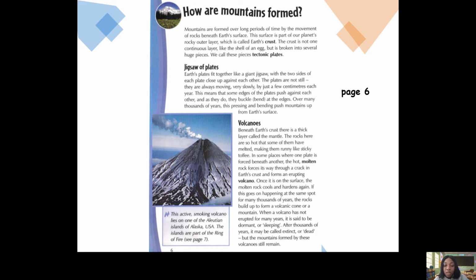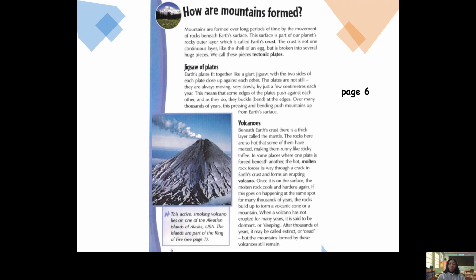Once it is on the surface, the molten rock cools and hardens again. If this goes on happening at the same spot for thousands of years, the rocks build up to form a volcanic cone or a mountain. When a volcano has not erupted for many years, it is said to be dormant or sleeping. After thousands of years, it may be called extinct or dead, but the mountains formed by these volcanoes still remain.